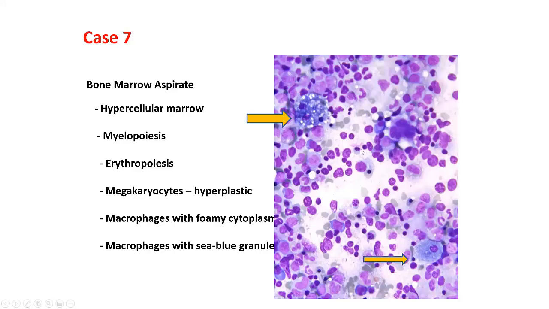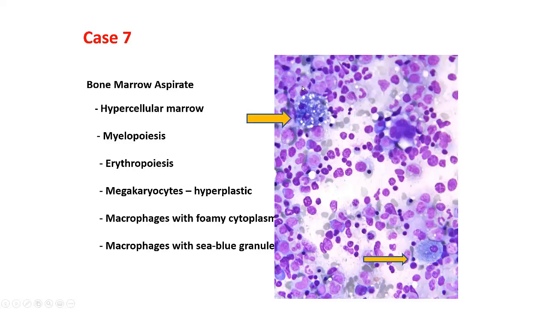Now, this is a hypercellular marrow. You are finding these erythroid precursors. Of course, they are diminished as compared to the myeloid precursor, but a good number of them are present. Megakaryocytes are present. They are normal. Then you are finding 2 macrophages.